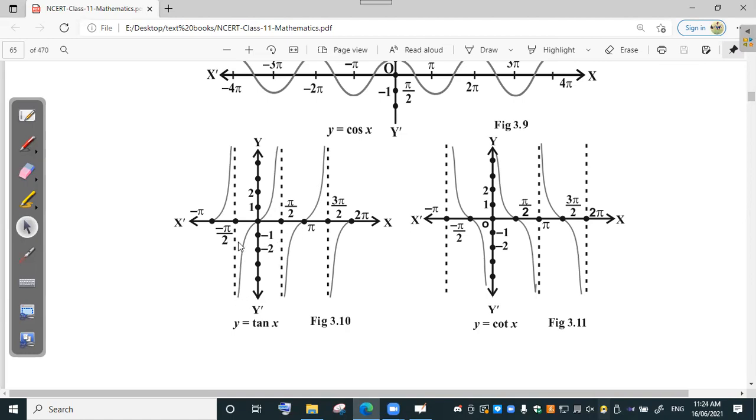Between minus 90 degrees and 90 degrees it will be continuous. Then between this interval and at this point, it will break.